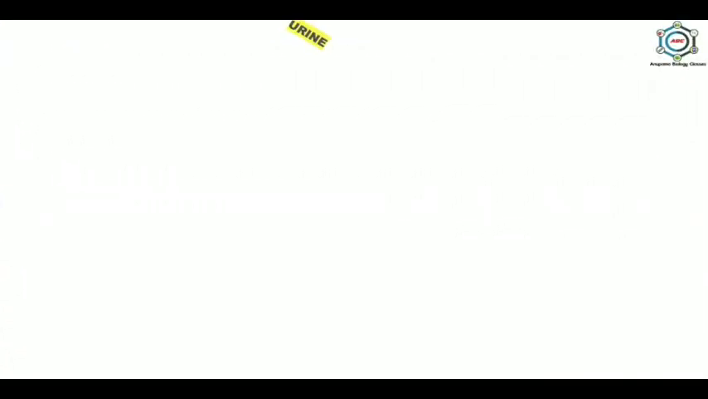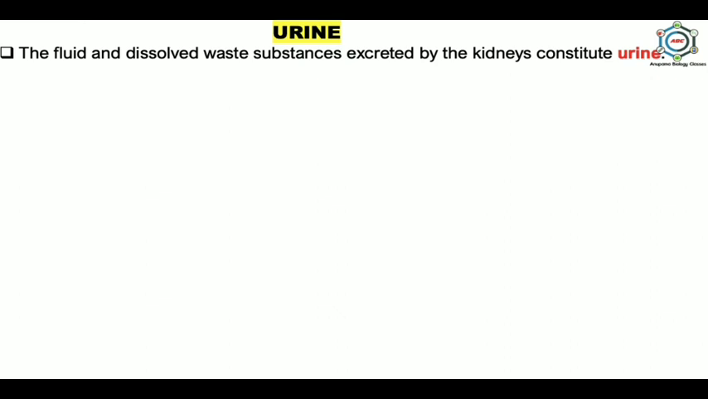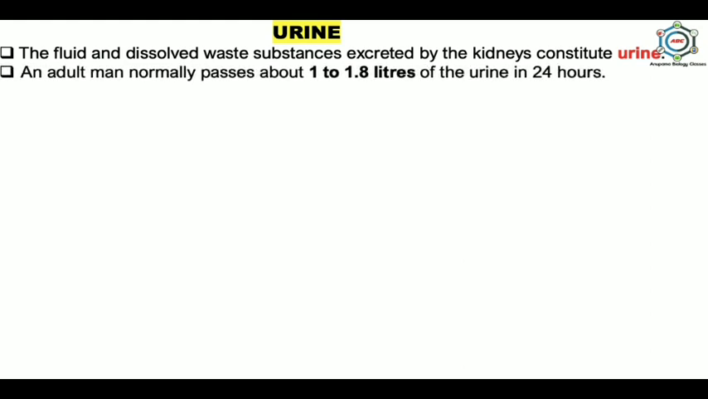Now, urine. What is urine? The fluid and dissolved waste substances excreted by the kidneys constitute urine. An adult man normally passes about 1 to 1.8 liters of urine in 24 hours. The volume of the urine depends on your fluid intake, level of physical activity, type of food taken, and the environmental temperature. Urine is a transparent, yellowish fluid, and this yellow color is because of urochrome, which is formed by breakdown of hemoglobin from the worn out RBCs.